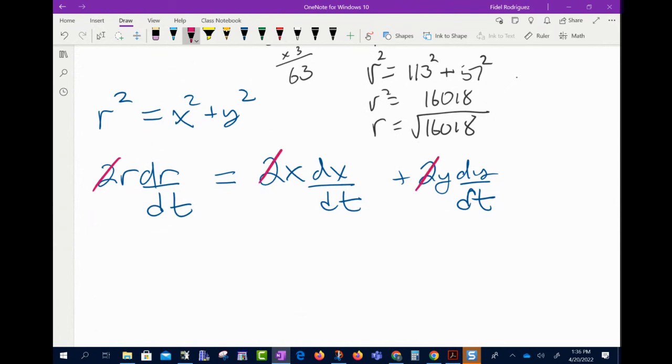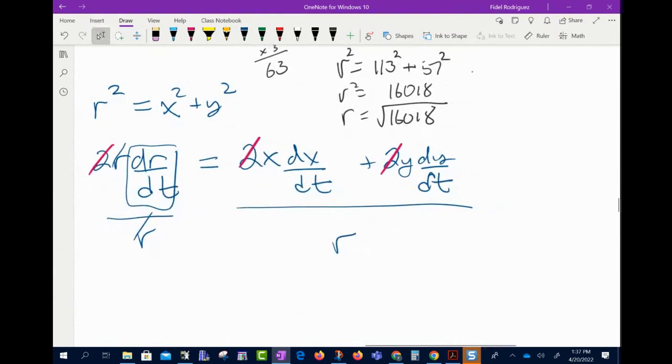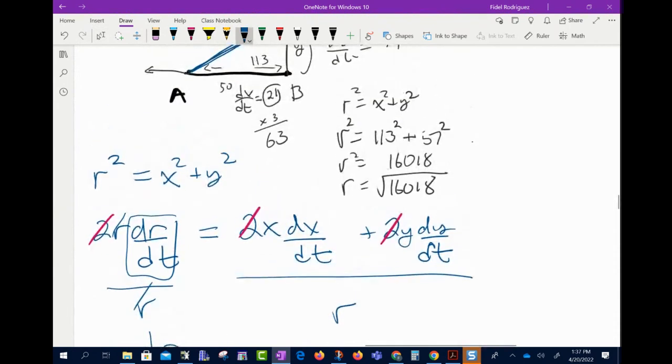We're going to do that right now. So look, first thing I'm going to do, y'all, I'm getting rid of the 2's because we can divide everything by 2. And if we want to solve for dr/dt, all we need to do is divide everything by r. So those are going to go away. And now we're just going to do a little plug and chug. So dr/dt equals x. We already knew the distance x. Wasn't my distance x what number?